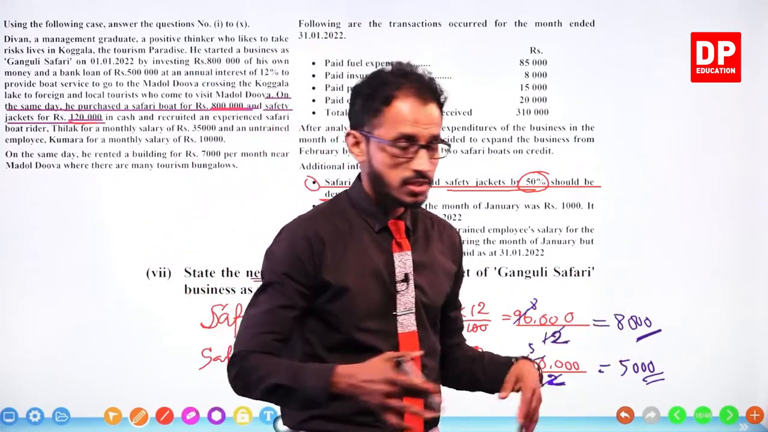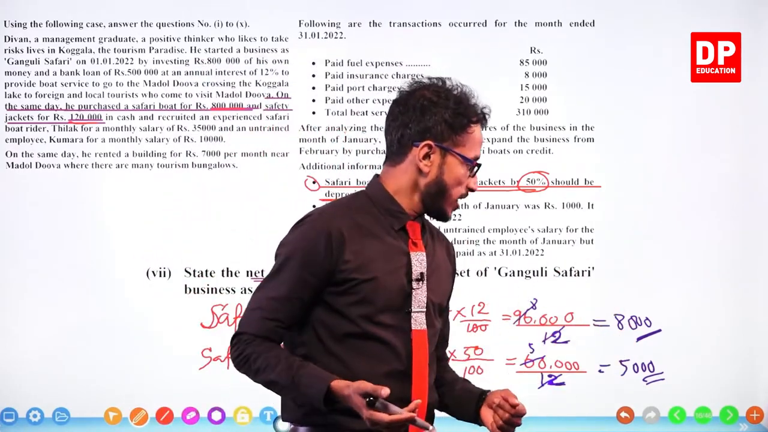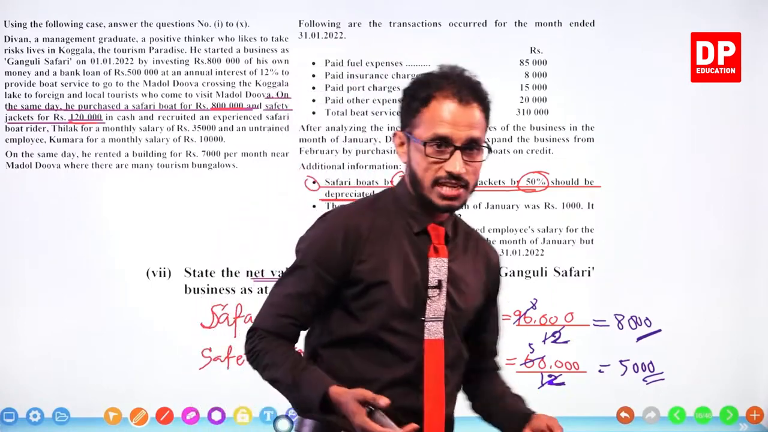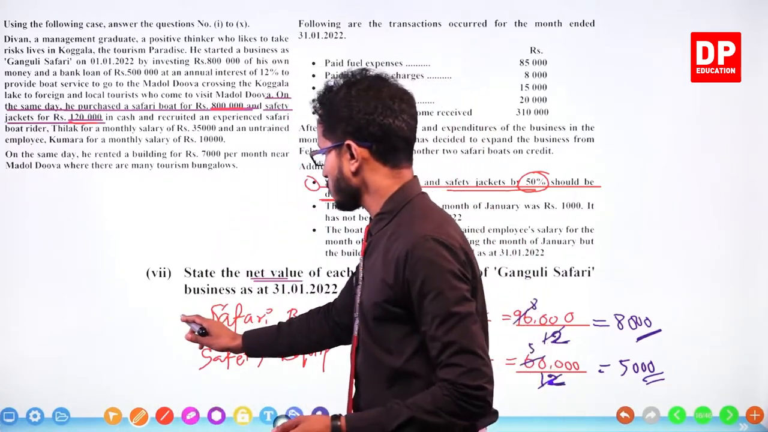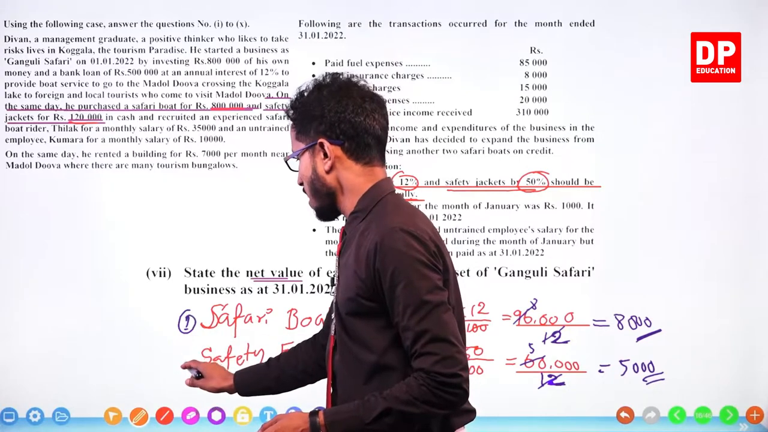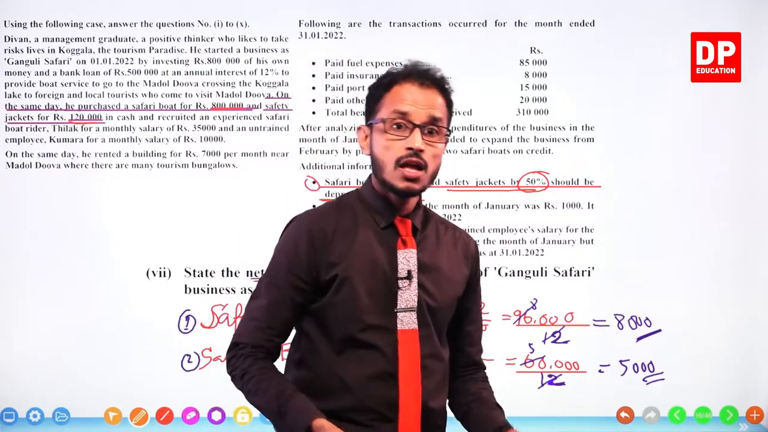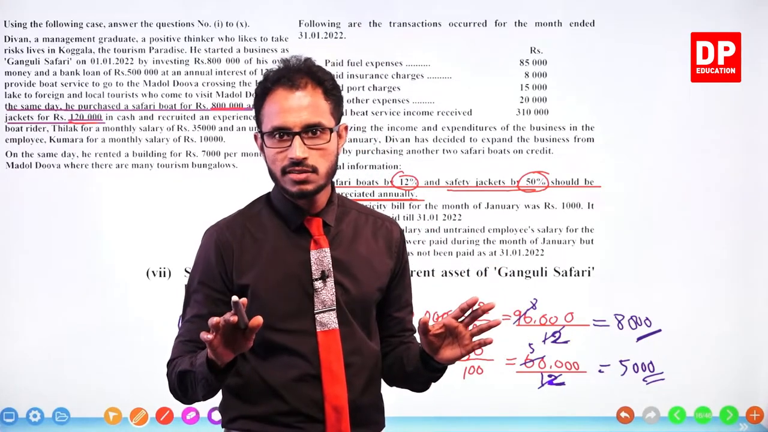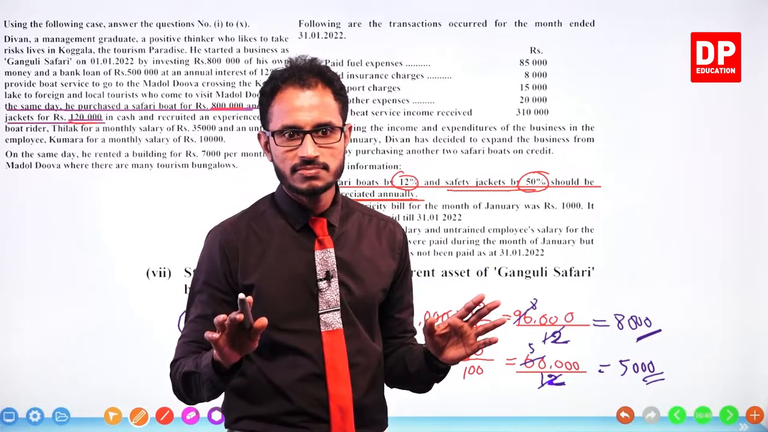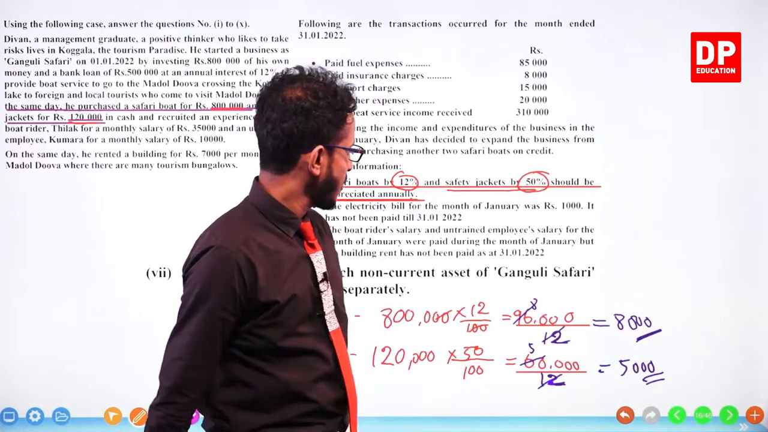Is that the answer now? We did the calculation and we took the answers. 8,000 for safari boats and 5,000 for safety equipments. Right. Done. Can we move on? No. This is not the answer.